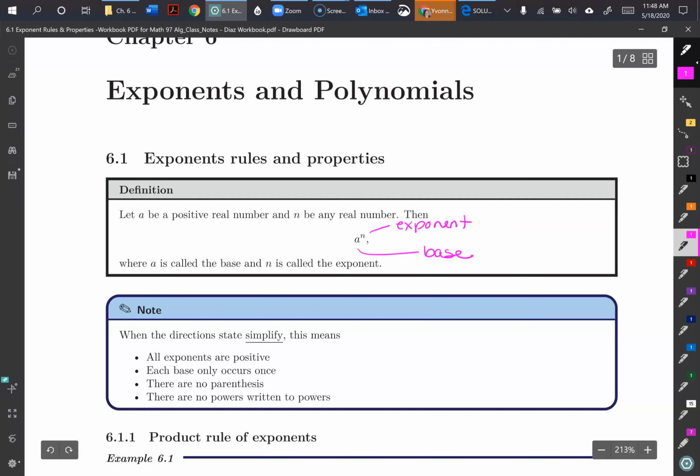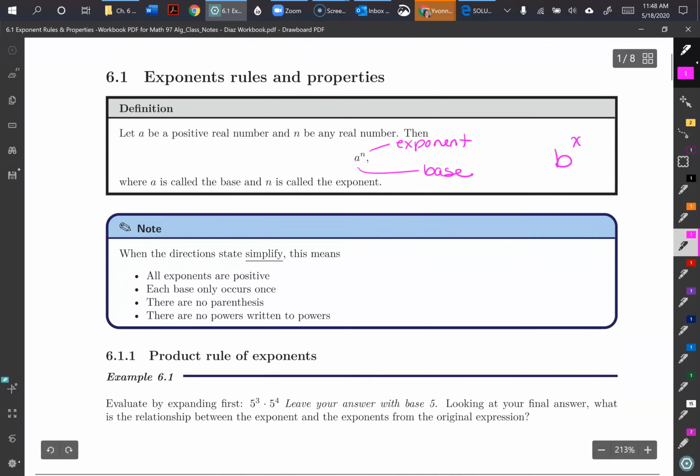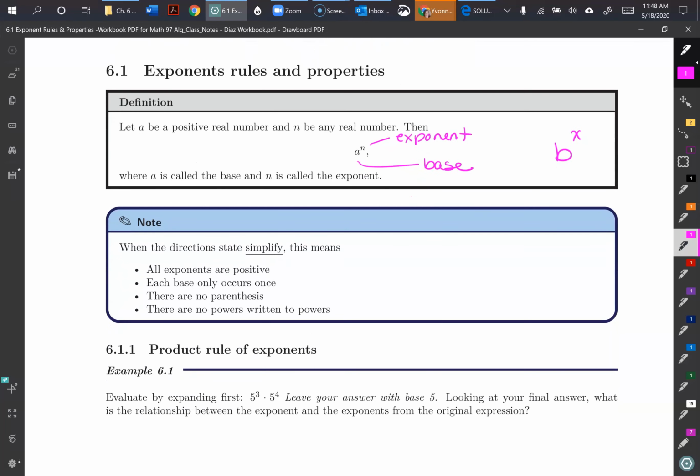A lot of times you might see it as b to the x, like that. Just a variety of publishers or situations and problems that we might use different letters, but that's fine as long as a is a positive real number. So we want that to be greater than 0. It's just part of the rule. We wouldn't have a negative in there.